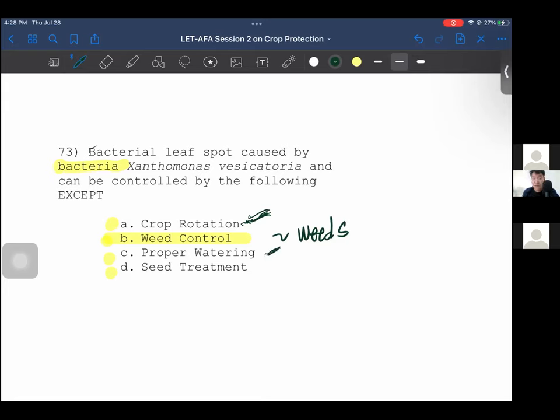Proper watering, sinabi ko rin kanina na kapag sobrang moist ng environment, it will be a breeding ground for a lot of pests and diseases. Fungi, bacteria, yung mga yan. Even nematodes in your foliage. So, kailangan meron tayong proper watering. And seed treatment, bacterial diseases can actually be controlled sa seed pa lang. So kapag yung seed natin is resistant na siya sa diseases, hindi na siya magde-develop ng mga diseases pag lumaki siya. Ayan.